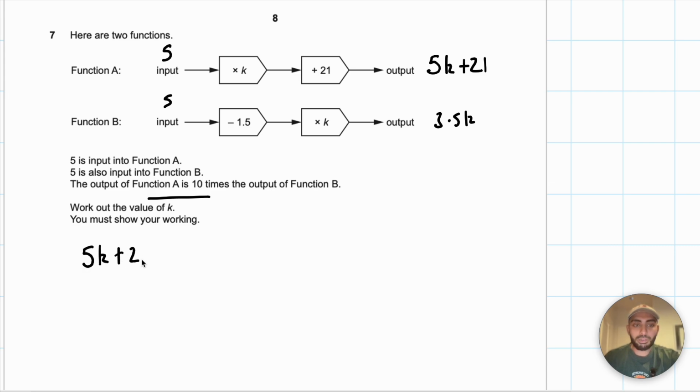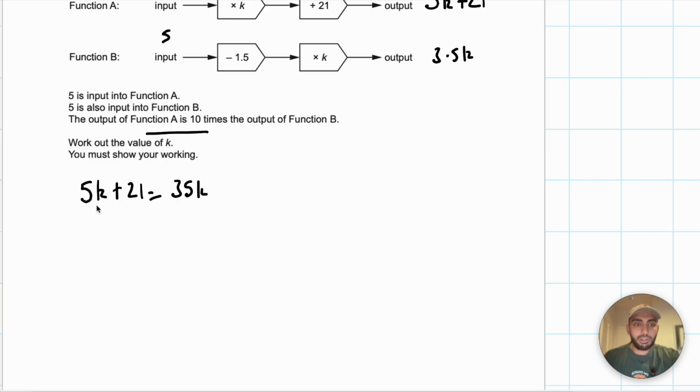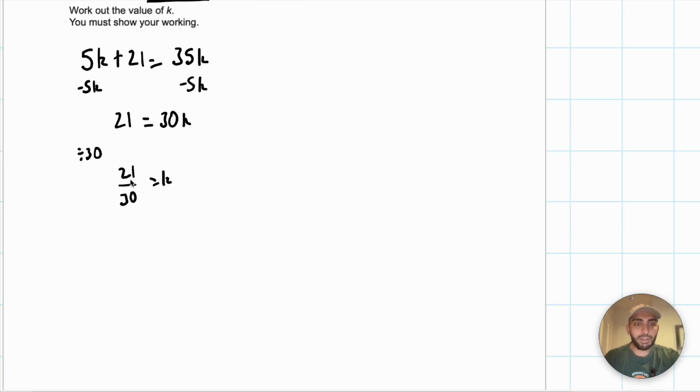So 5k plus 21 is equal to 10 lots of this, 35k. I just need to solve this, so I've got k's on both sides. Let's move all my k's to one side, take away this 5k from that side and that side. That leaves me with 21 is equal to 30k. Divide by 30 on both sides. 21 over 30, which is equal to k. Just simplify this and divide both of these by 3, so we get 7 over 10.